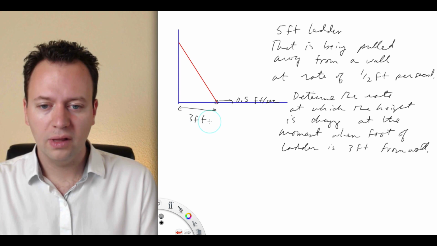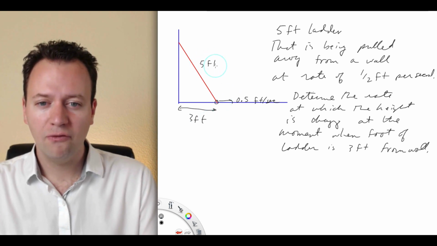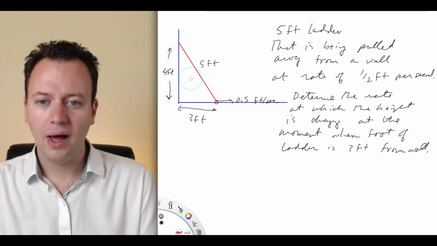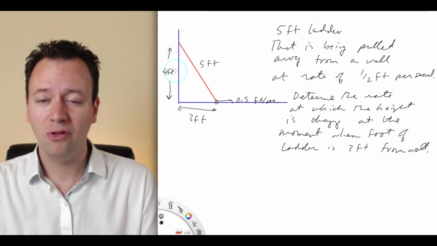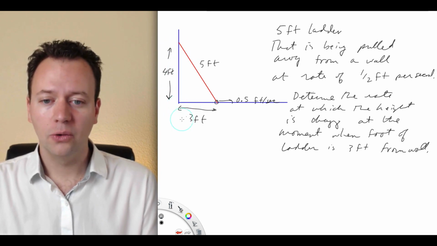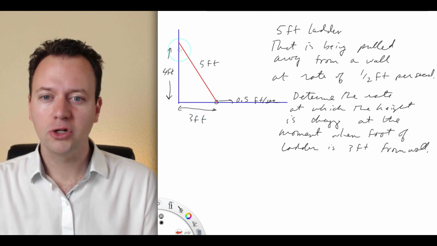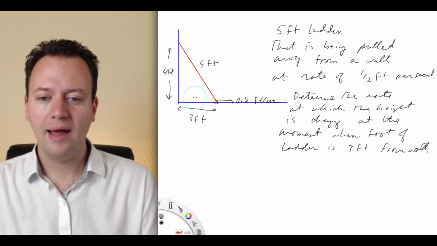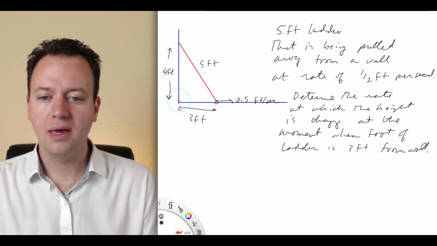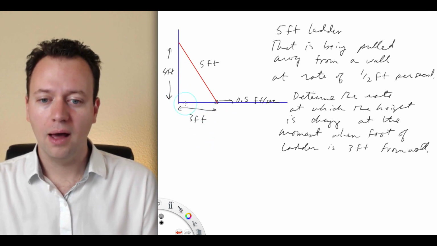So we have 3 feet like that. Since the ladder is 5 feet, the height has to be 4 feet like this. By height, we just mean the distance between the top of the ladder and the ground. So we have a 3, 4, 5 triangle, and we have to find the rate at which the height is changing at the moment when the base of the ladder is 3 feet away from the wall.